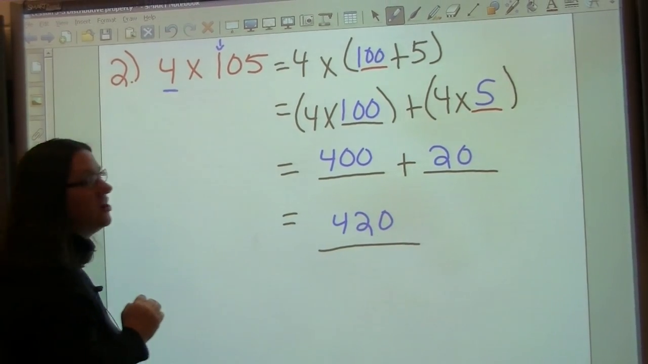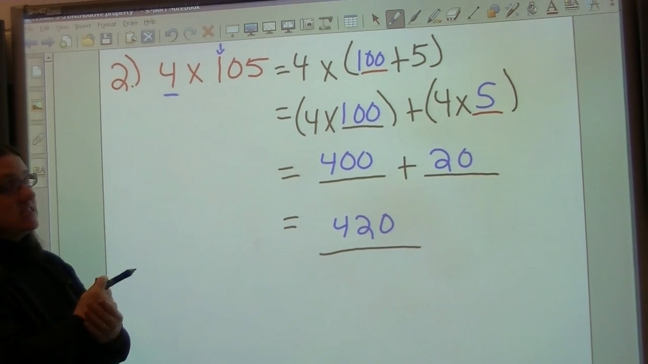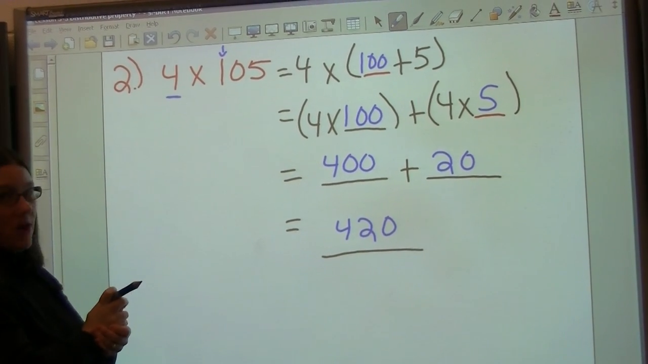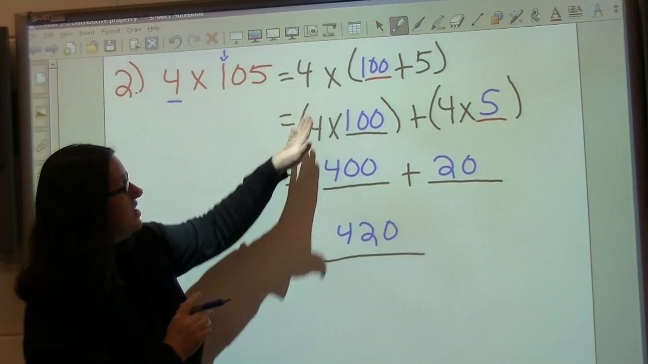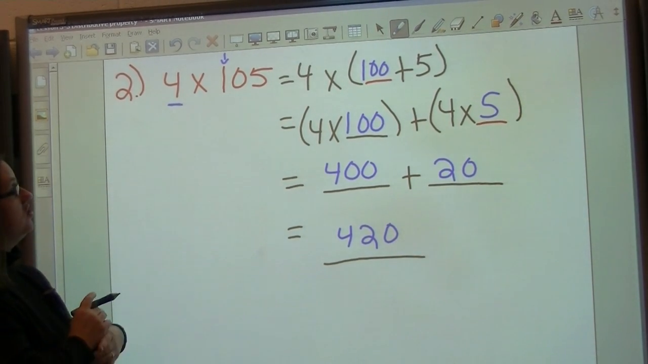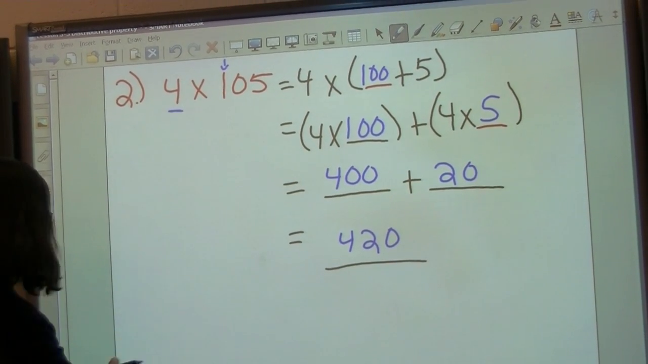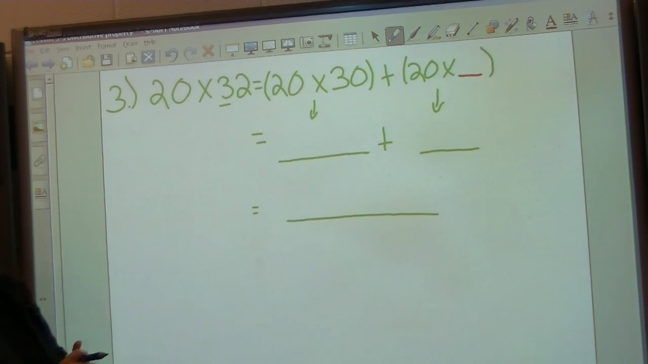Awesome. 420. 5th grade, I think this is a good time right now. If you have any questions, not understanding where something is coming from, please write it down in your notes next to number 2. All right, good job. Let's move to number 3.